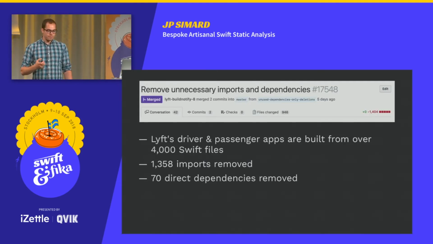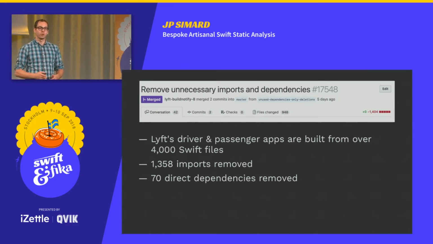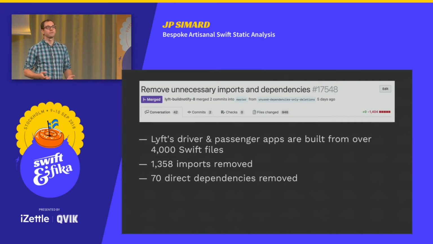For Lyft, we have about 4,000 Swift files that make up our driver and passenger apps across, like I mentioned earlier, close to 100 different modules. Recently, with a code base like that, you have lots of people constantly working on it. You're bound to find dead code. You're bound to have unused imports and, more importantly, unused dependencies that can really bog down and complicate your dependency graph. So I recently ran this tooling on our code base, and we found close to 1,400 imports that were unused. This is massive. This is a huge, huge number of imports.